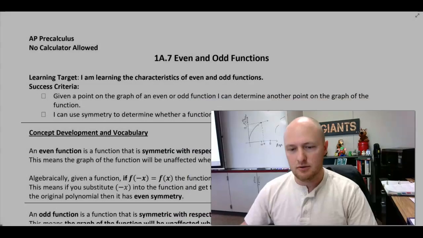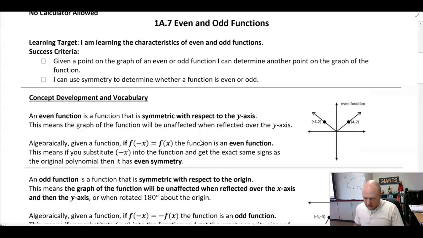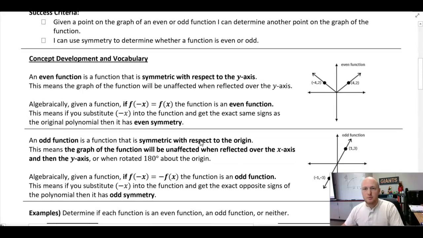This is 1A.7. We're talking about even and odd functions. So I'm going to introduce you to this vocabulary and how to determine if a function is even or odd. We are going to be given a point on a graph of an even or odd function and be able to determine another point on that graph. That's how you know if you're successful in this lesson, and if you can use symmetry to determine whether a function is even or odd.